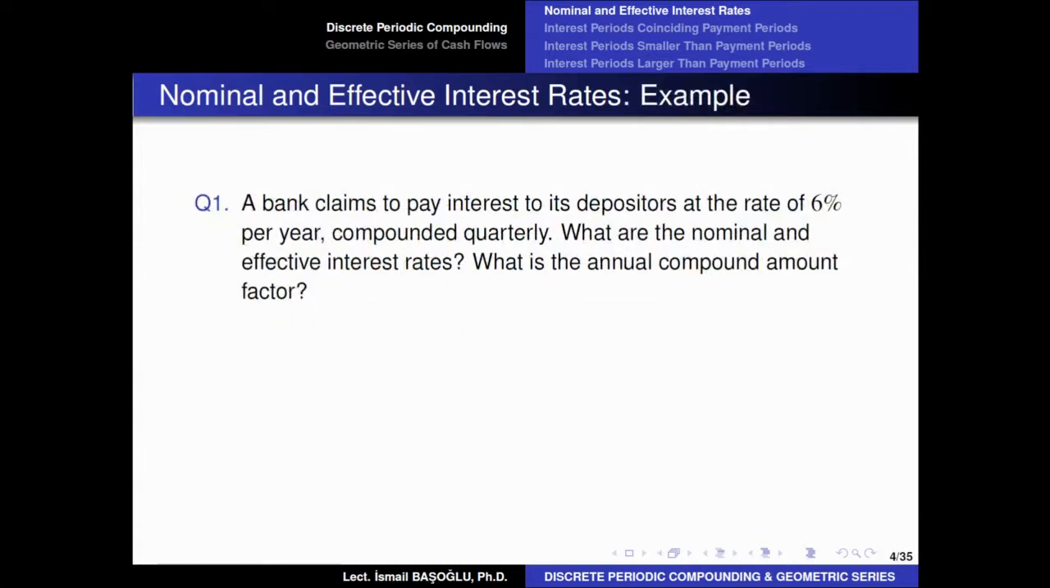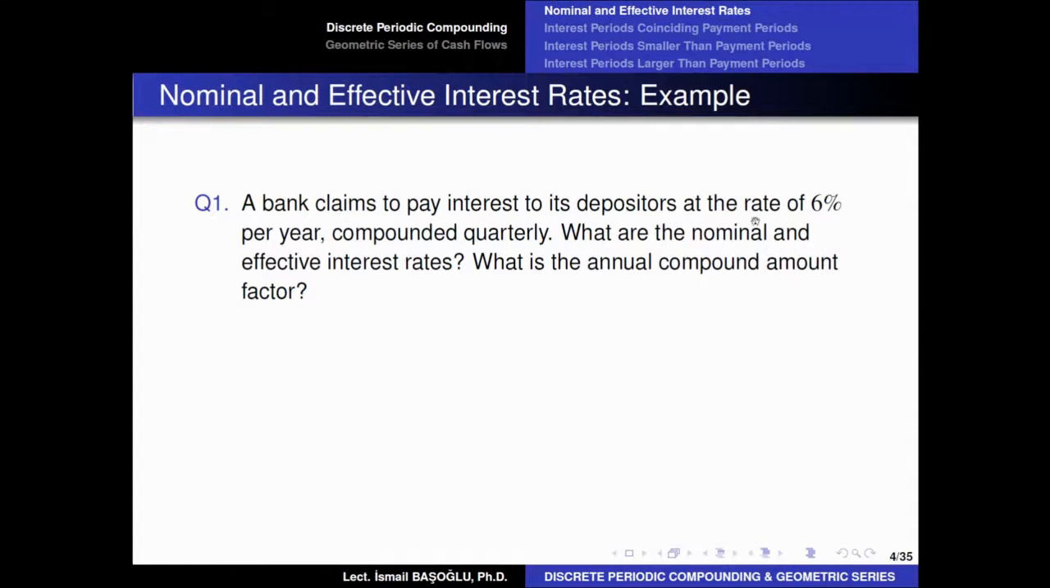All right, so in this first question, we are going to understand the distinction between a nominal and the effective interest. Now, a bank claims to pay interest to its depositors at the rate of 6% per year, but compounded quarterly. You see, in this sentence, the interest rate is defined for yearly periods. This means this interest rate, 6%, is the nominal interest rate. However, the compounding occurs in a different period than years. So compounding occurs quarterly. This means there is an effective interest rate that is defined for each quarter.